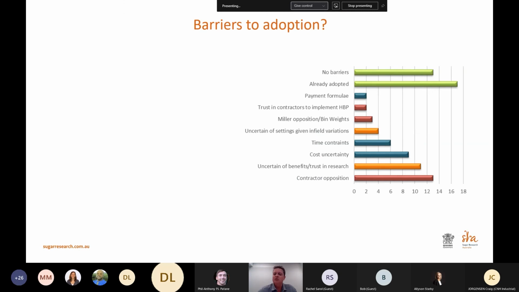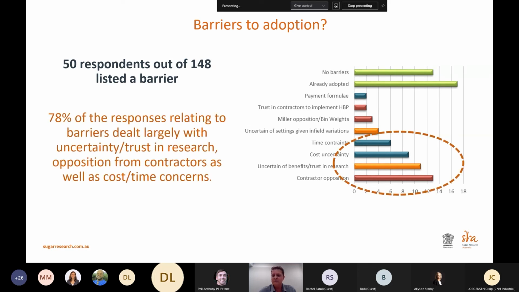What about barriers to adoption? This was the question we asked. What barriers do you believe are the biggest barriers to adopting harvesting best practice? Only 50 respondents of the 148 actually listed a barrier, and 80% of those that listed a barrier focused on 4 key areas. Now I've just put a circle around those 4 key areas. Number 1 was the opposition by contractors. Of course, still a lot of uncertainty around there of the impacts on their business. Number 2 was the uncertainty of benefits and a lack of trust in the research. Number 3 was the cost uncertainties. And number 4 were the time constraints.